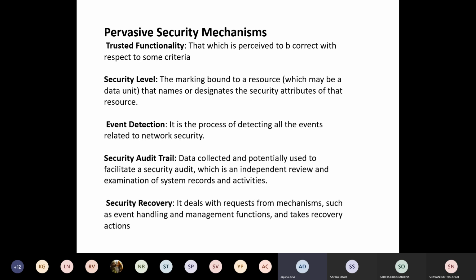Next, security recovery. It deals with the requests from mechanisms such as event handling and management functions, and takes recovery actions. Okay, whatever the security recovery means, it is dealing with the requests from mechanisms such as event handling and management functions, and it is taking the recovery actions. Okay, next one.